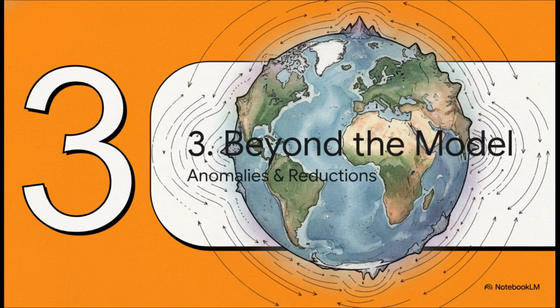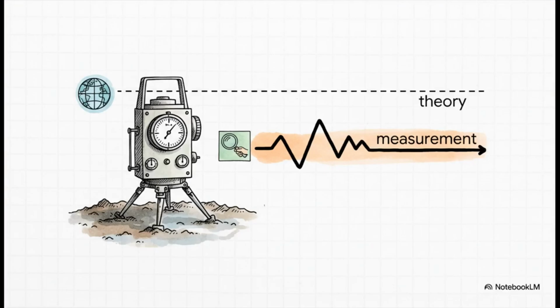And that means its gravitational field is equally complex. So, when geophysicists go out and make incredibly precise gravity measurements, the numbers almost never match the theoretical value you'd expect for that latitude on a perfect ellipsoid. These little deviations are what we call gravitational anomalies, and they contain a ton of information about what's going on in the subsurface. But to study them, we first have to apply a series of corrections.